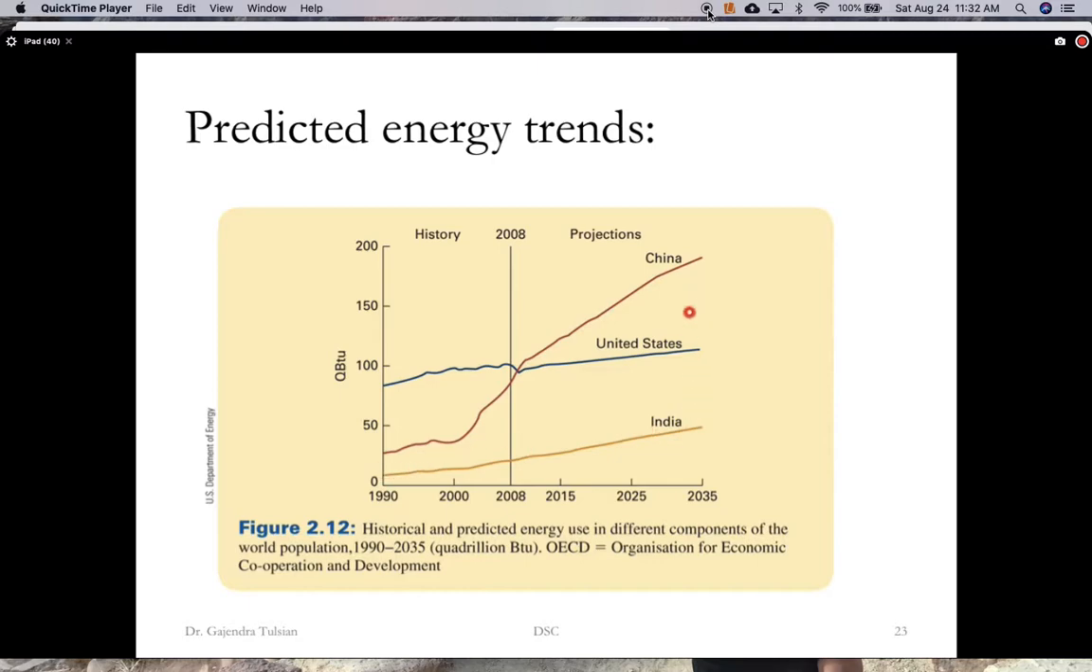And India also, which has a comparable population to China, will be using 1/4 the energy of China. So that's again 1/4, well, half of the U.S. So 1/8 of the U.S. Okay, so that's what this graph tells you.